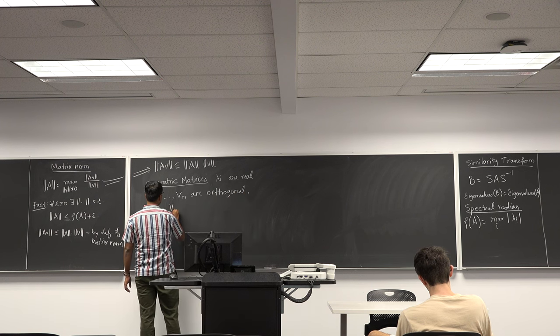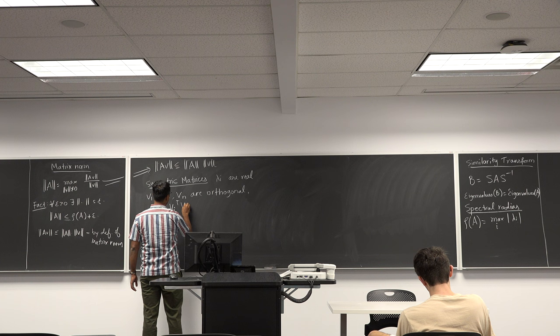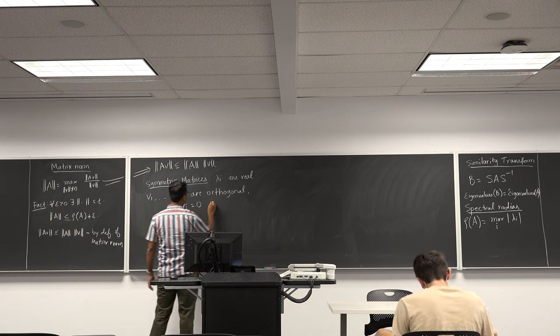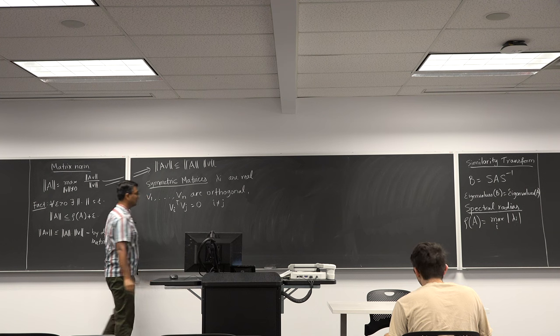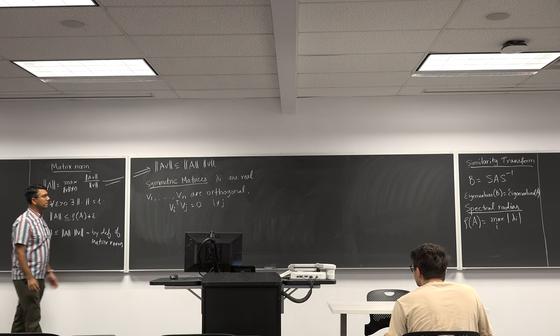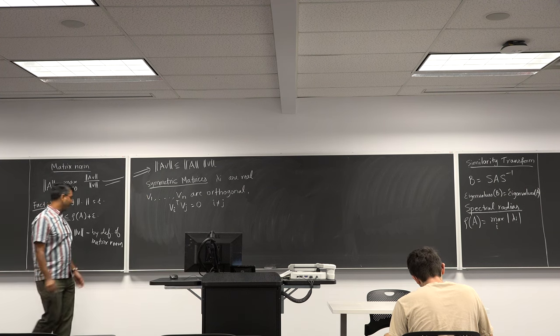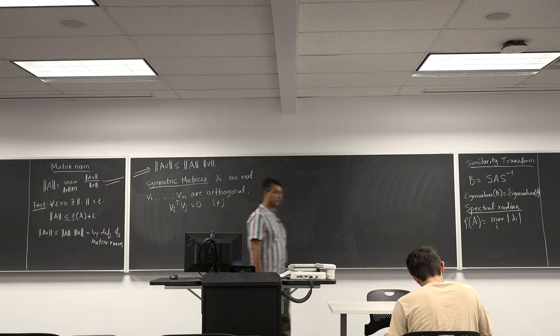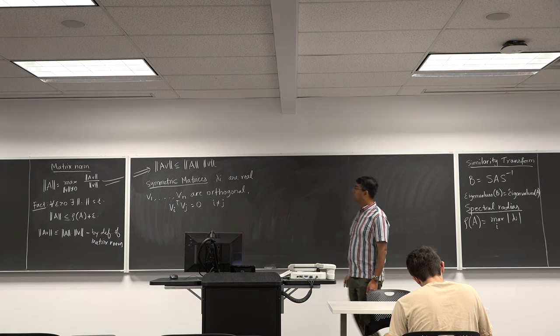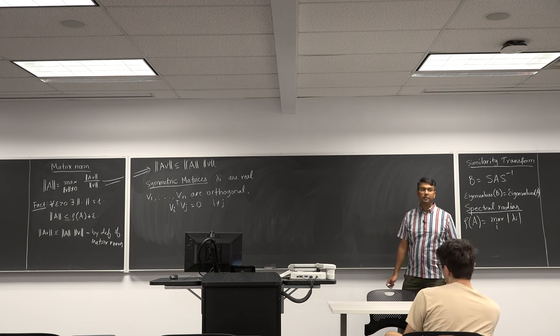That is, Vi transpose Vj equals 0 if i is not equal to j. So that's a cool fact about symmetric matrices, that the eigenvectors are all orthogonal to each other.